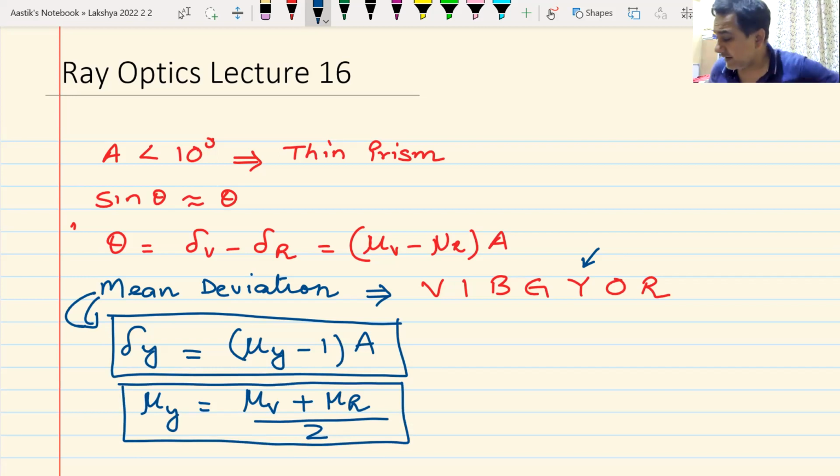Can I have some raise hand that we understand the term mean deviation? I'll give you a minute to note it down. Please note it down, beta. So we move ahead. We have seen what is deviation. We have seen what is angular dispersion. We have seen what is mean deviation.